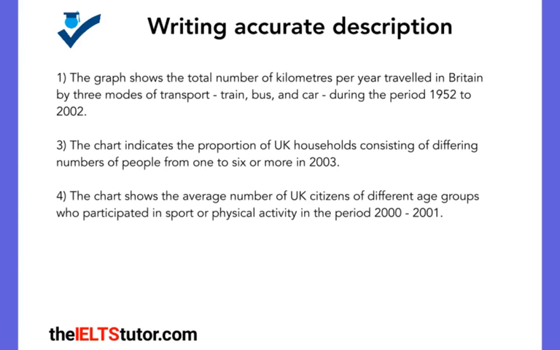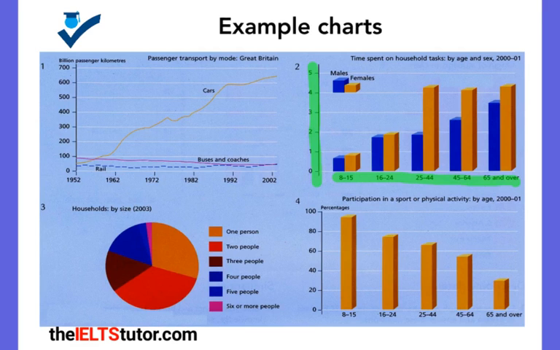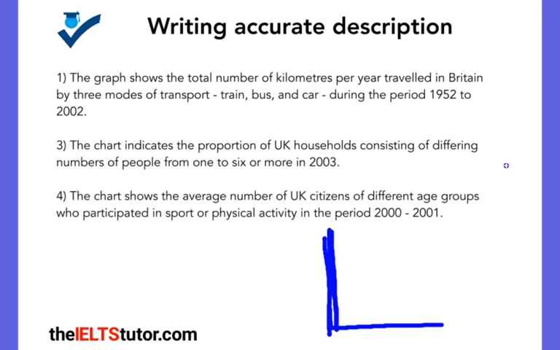Okay, so this is the sentence for graph number 1, graph number 3 and graph number 4. So you can see that it talks about the vertical axis and the horizontal axis. This is what you should be focusing on in your introduction. You should focus on the total number of kilometers, which in this case would be the vertical axis, per year traveled in Britain. Okay, what does it show there? Okay, so the horizontal axis refers to during the period 1952 to 2002.